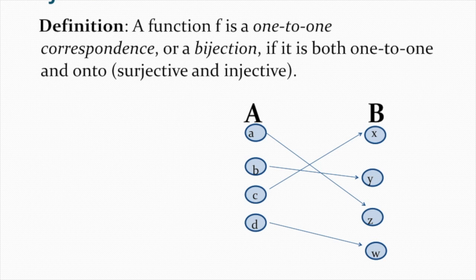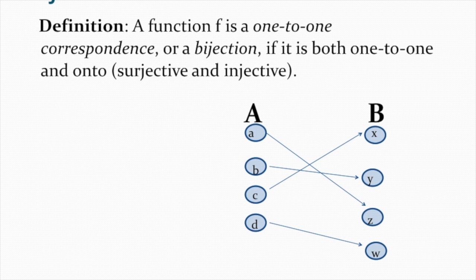Now this is the first part. And the second part is when every element in B is mapped by an element from A. So this is what we mean by a bijection. It should satisfy that it is one-to-one from A to B, and it is onto, which means any element in the set B is mapped by an element from the set A.